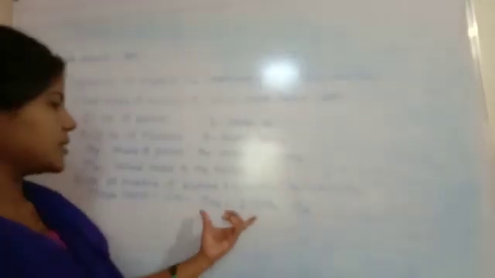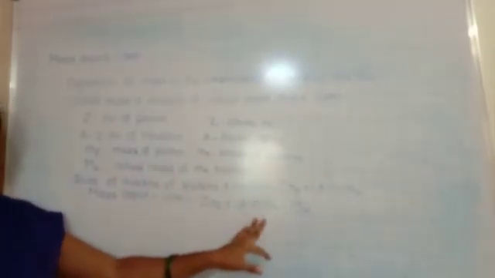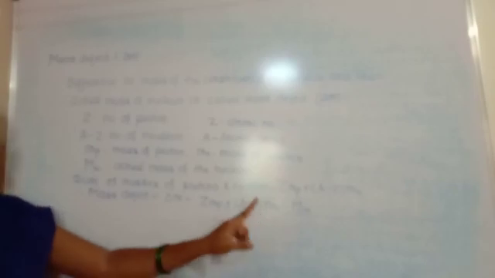So mass defect is defined as the difference between the sum of masses of protons and neutrons, that is the sum of the masses of nucleons forming the nucleus, and the actual rest mass of the nucleus. It is denoted by the letter delta m. So this is the value of the mass defect.